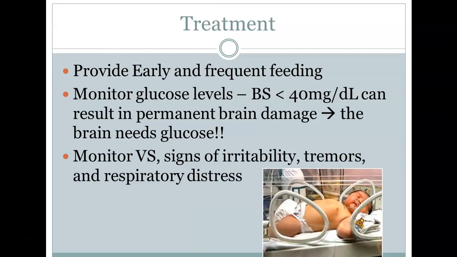Blood sugars less than 40 milligrams per deciliter can result in permanent brain damage. So we want to make sure that we're monitoring the blood sugar levels. They need to be over 40 milligrams because that brain needs glucose. So we'll make sure that we're monitoring vital signs. We look for signs of irritability or tremors or respiratory distress.